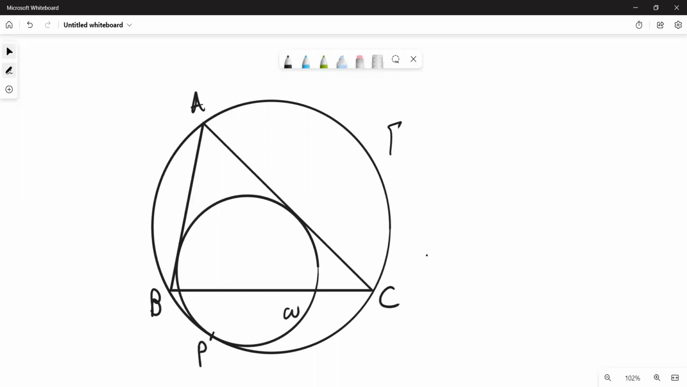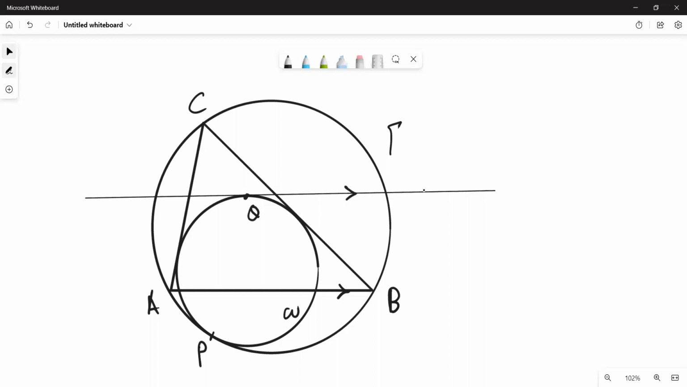A line parallel to AB. Hang on, AC and BC, right? Sorry, this should be C, this should be A, this should be B. A line parallel to AB, intersecting the interior of ABC, tangent to omega at Q. So it's this. So these two are parallel. It's tangent to this circle at Q.